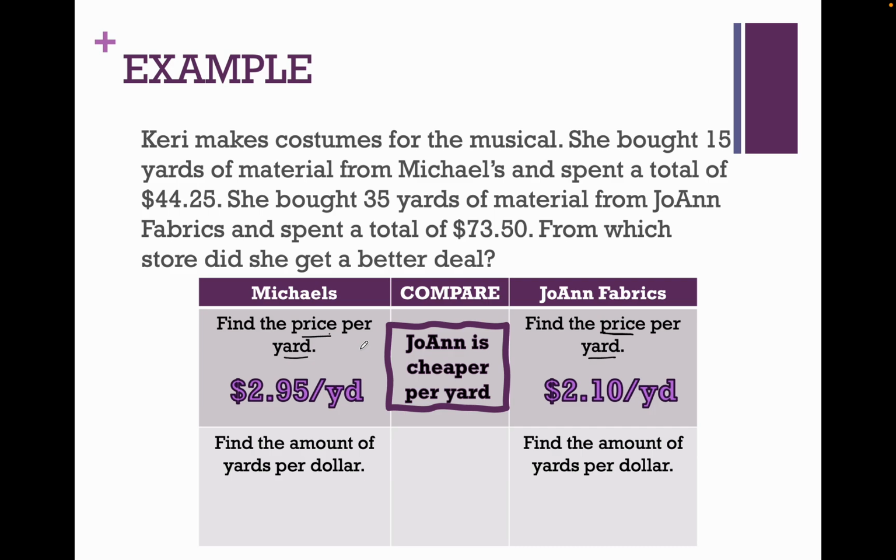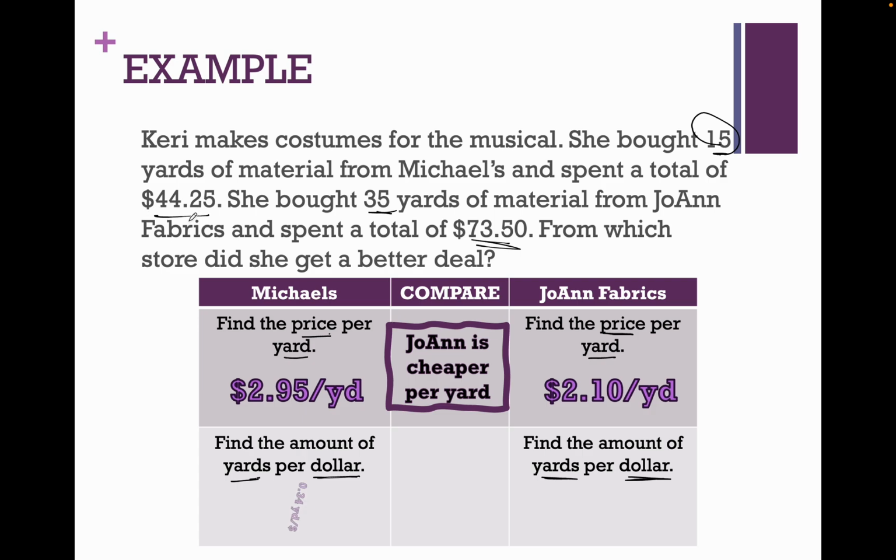Another way to do this is by calculating a different unit rate, and that is by finding the number of yards that you get per dollar. So now I want you to calculate the number of yards per dollar by dividing those same values that we used in the original problem, but we're going to divide them in the opposite direction. So we're going to divide the number of yards, 15, by the dollars, $44.25.